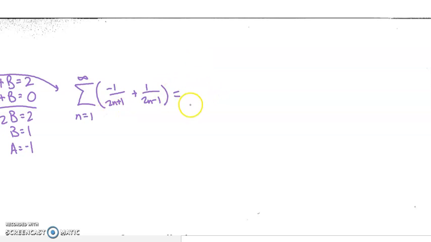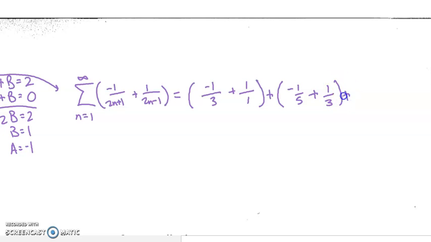When n equals 1, we get our first term, which is going to be -1 over 2 plus 1 is 3. Plus 1 over, when n equals 1, we have 2 minus 1, which is 1. That's our first term. We're going to find our second term. That is going to be the next biggest odd number, right? So 2 times 2 is 4 plus 1 is 5. So we're going to get a -1/5. And this is going to become 4 minus 1, which is 3. So 1/3.